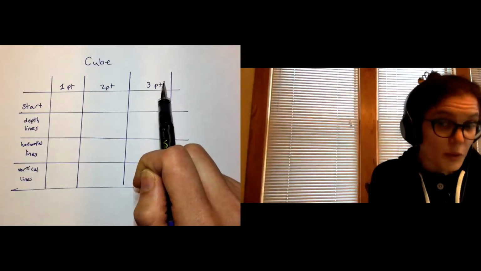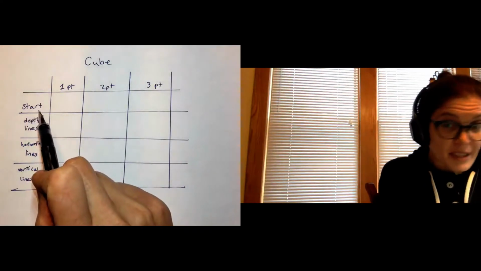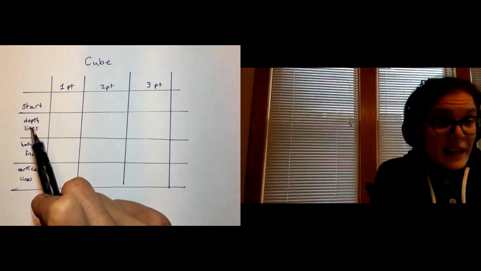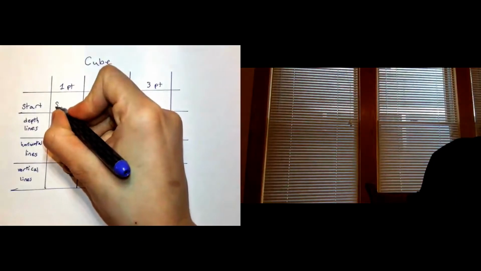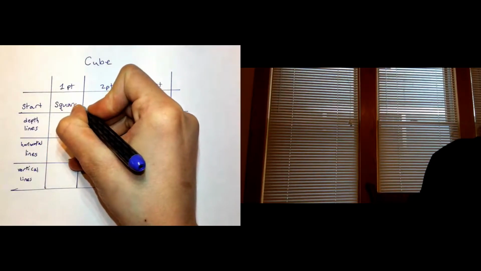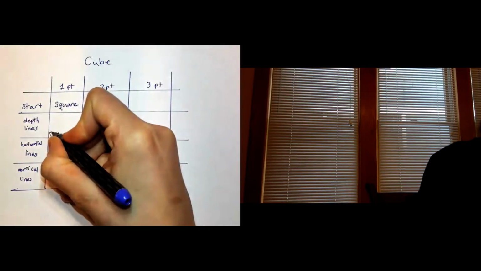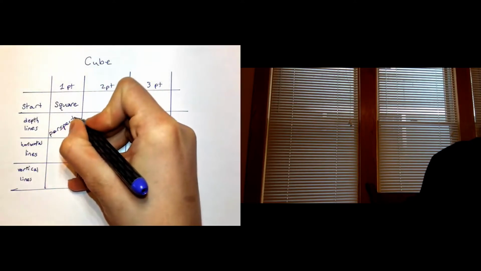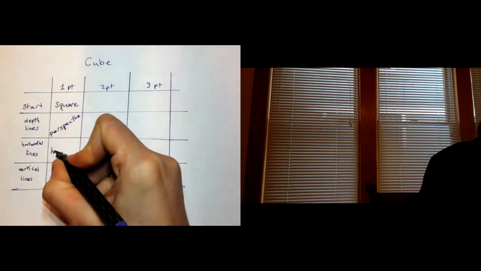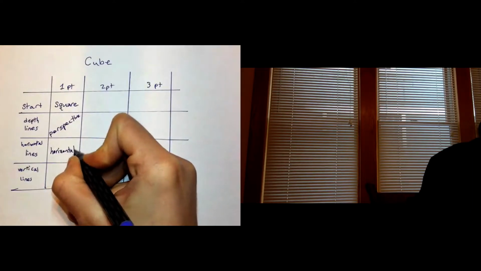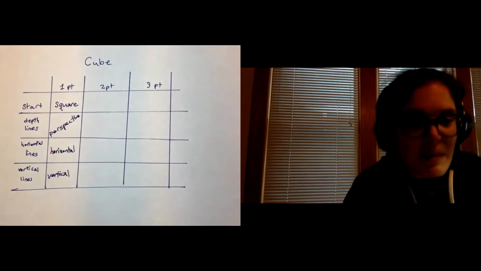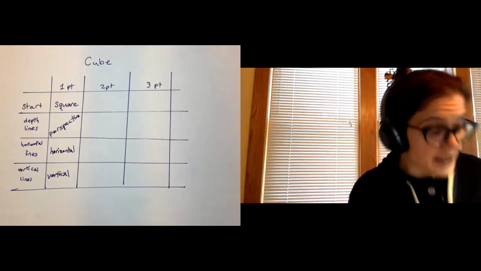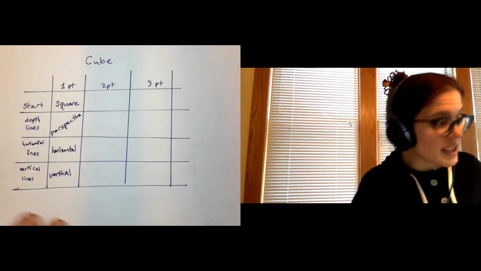And to draw a cube in any type of perspective, we need to figure out what shape to start with. And then what are the rules about depth lines, horizontal lines, or vertical lines? So we're going to start with 1 point perspective. And for 1 point perspective, we're going to start with a square. And our depth lines will be in perspective. Our horizontal lines, they'll stay horizontal. And our vertical lines, they'll stay vertical. And this will make a lot more sense as we move on and do the other ones, but we're going to keep this handy over the next 3 videos and I'll keep adding to it.